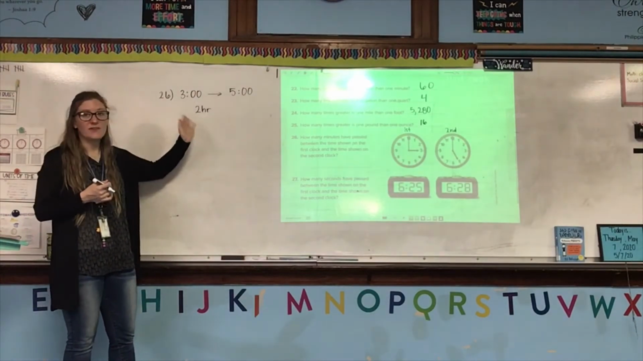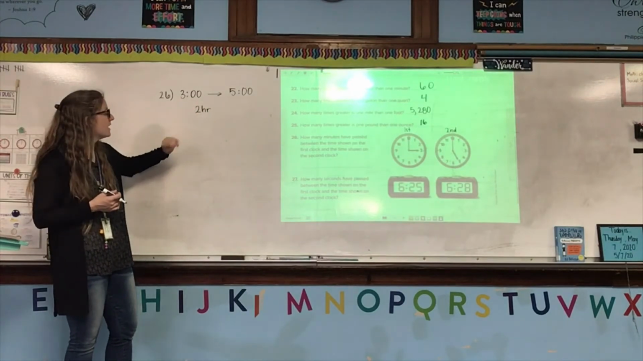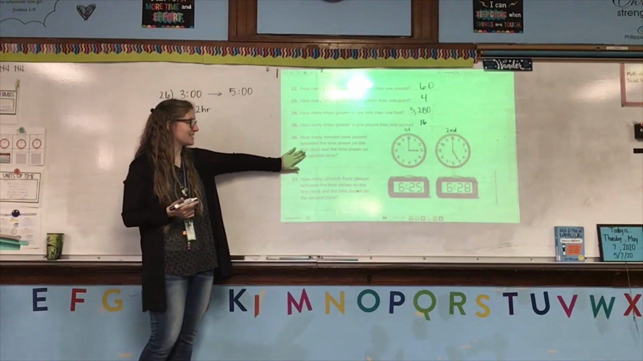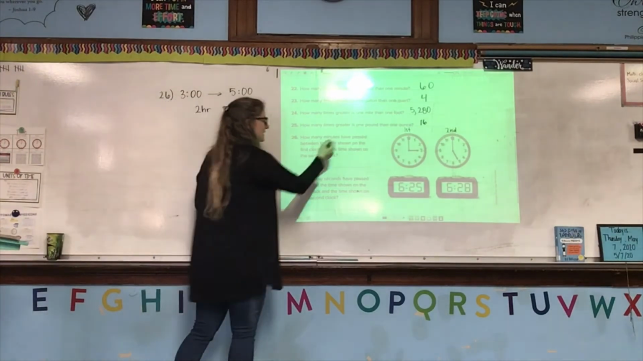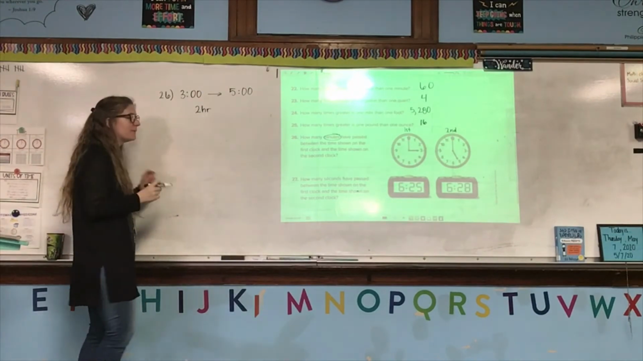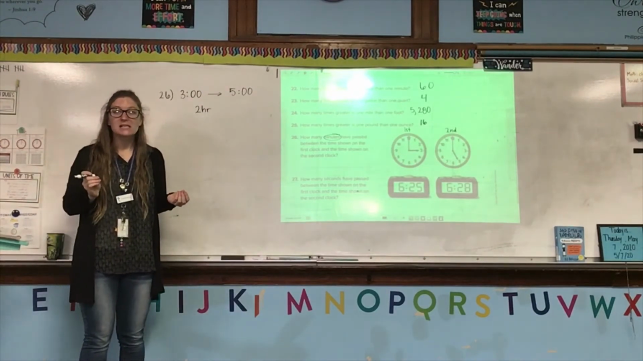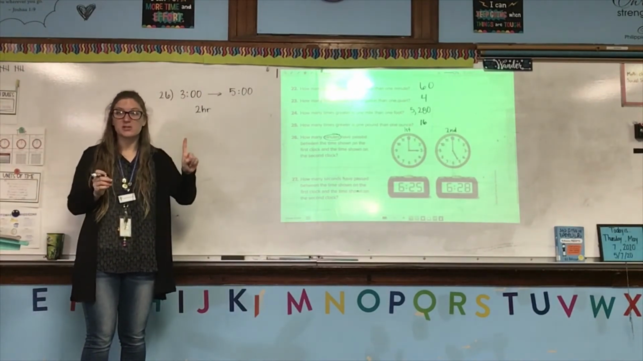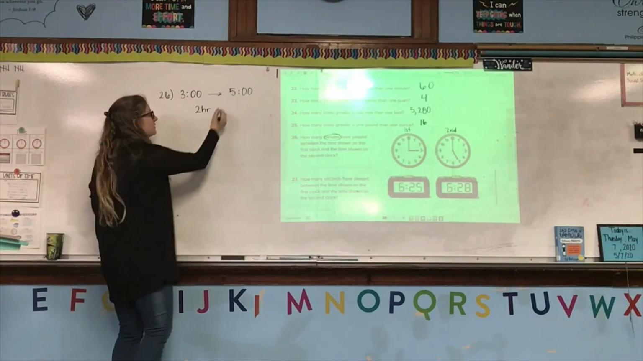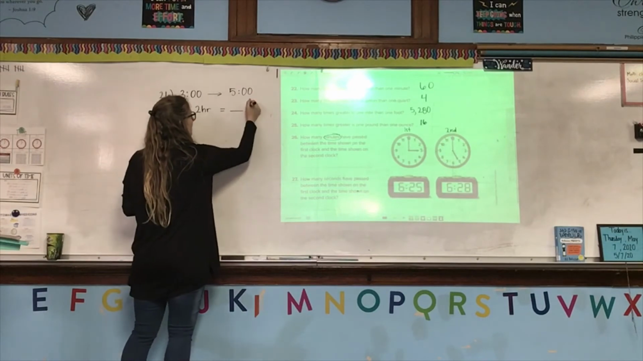But in our review, well, we have no minutes. So we know it's been 2 hours. But the question asks us how many minutes have passed, so we can't put 2 hours. That means this is a multi-step problem. Step 1 was to figure out how much time had passed. Step 2 is to convert the 2 hours into minutes.